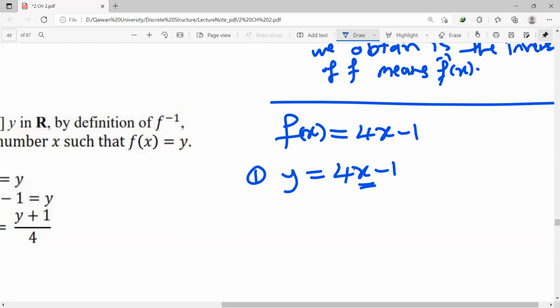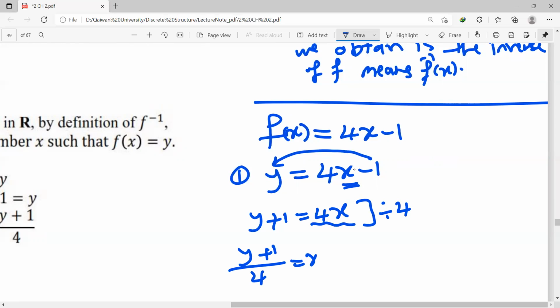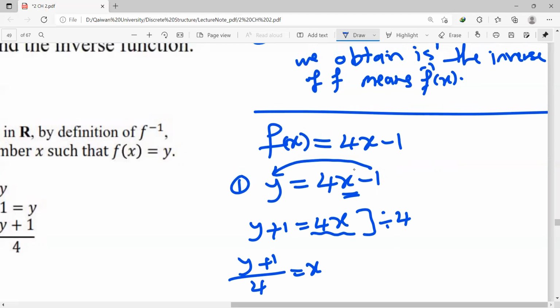Let's see. Here, first, we should move this minus 1 to the left. We get y plus 1. It's minus 1, and when you move it to the left, it becomes plus 1, equals 4x. And how do we remove this 4? By dividing both sides by 4. We must get only x without coefficients. So we divide both sides by 4. What we get is y plus 1 divided by 4 equals x. This is step 2.